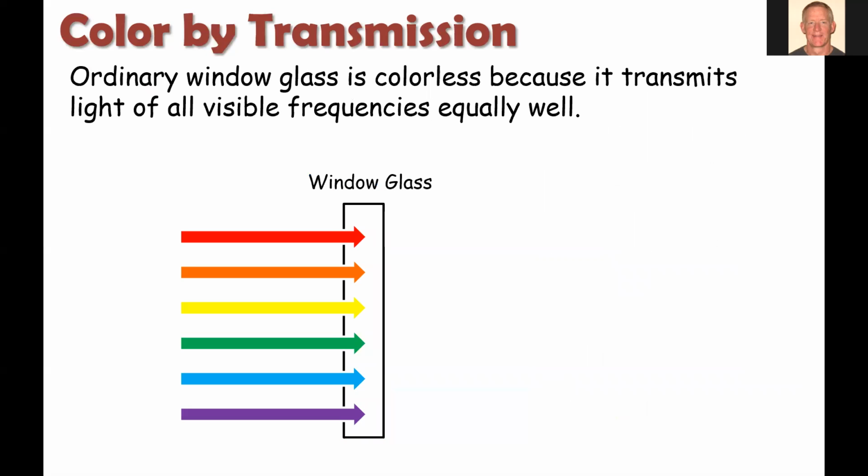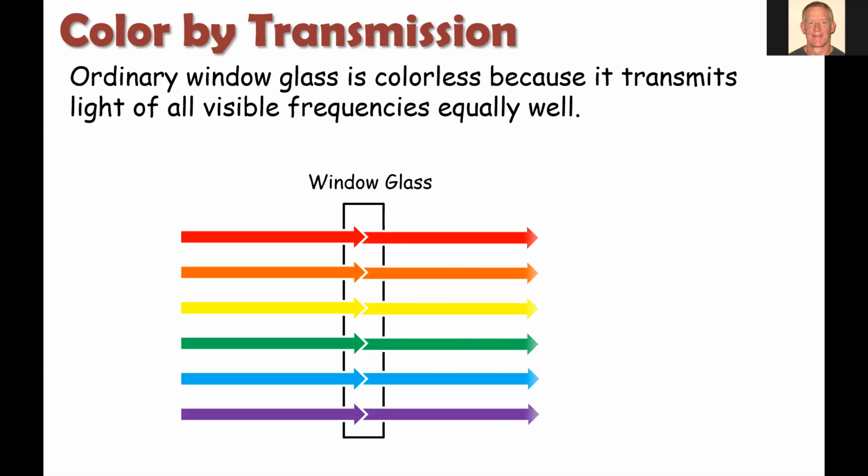Now, ordinary window glass is colorless, right? When we see light shining through it, we are able to see all the colors and they look accurate, whether we're looking through the window glass or just looking directly at the object, because it allows all frequencies of light to pass through. In other words, it contains no pigments. It's not going to absorb any of the colors.